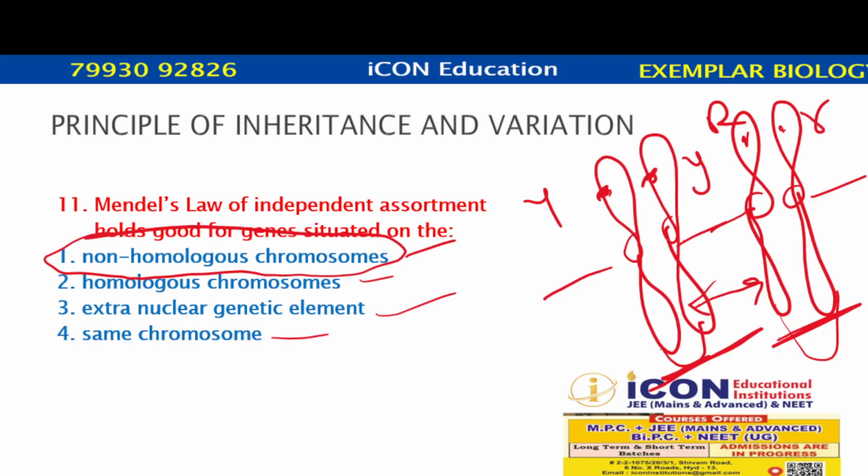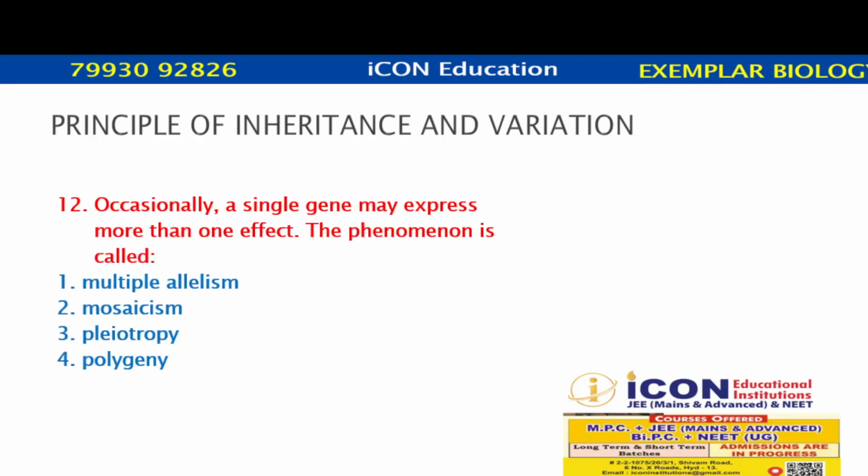Non-homologous chromosomes. Occasionally, a single gene may express more than one effect. The phenomenon is called as multiple allelism, mosaicism, pleiotropy, polygyny. When one gene affects many characters, we say pleiotropy. The feature we call pleiotropy.